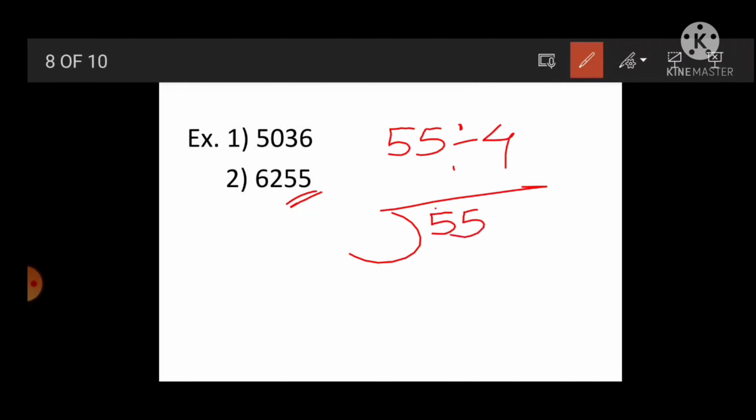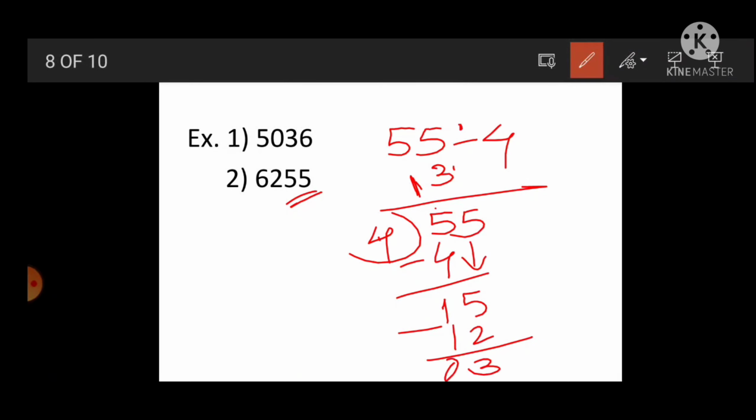6255. The last 2 digits form the number 55, and we divide 55 by 4. 4 ones are 4, 5 minus 4 is 1. Carry down this 5. Then 4 threes are 12, 15 minus 12 is 3. Here the remainder came 3, which means 55 is not divisible by 4.